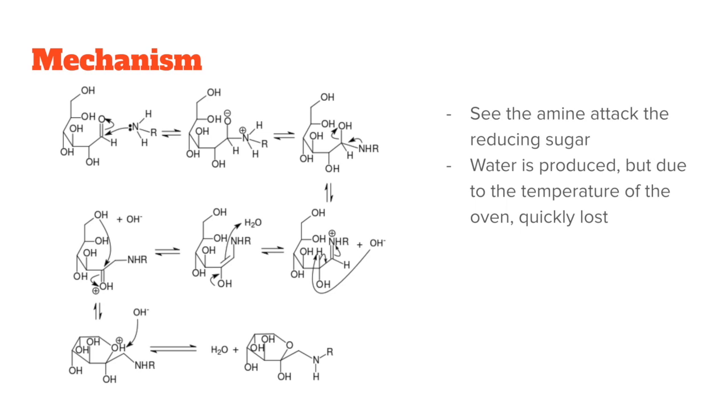And then here is just a mechanism of one of the possible reactions. So we can see the amine attacking the reducing sugar, and water is a byproduct of this, though due to the high temperatures that we often cook foods at, that'll be removed quite quickly from the environment.